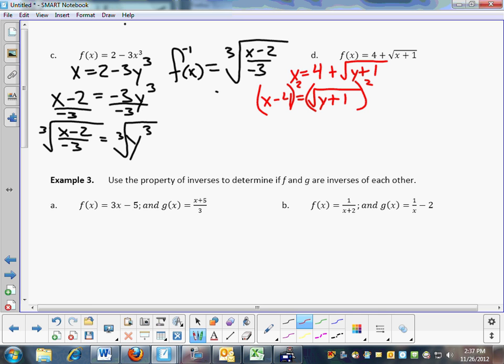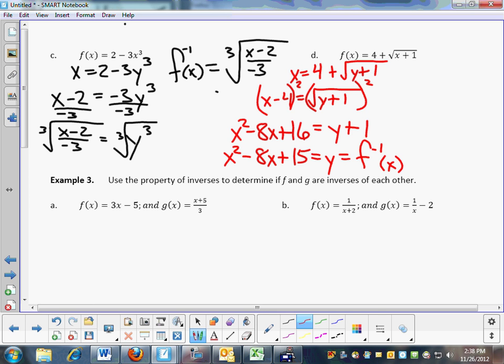How do I square both sides? x minus 4 squared is just x squared plus 16. Yes? No. Right, multiply it all out, FOIL it out. I get x squared minus 8x plus 16 equals y plus 1. Subtract your 1. I'm sorry, I subtracted the 1, so I got x squared minus 8x plus 15 is equal to y, or your inverse of x. Inverse of the function.